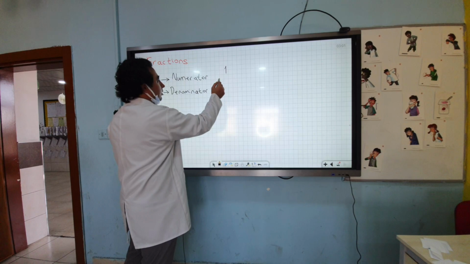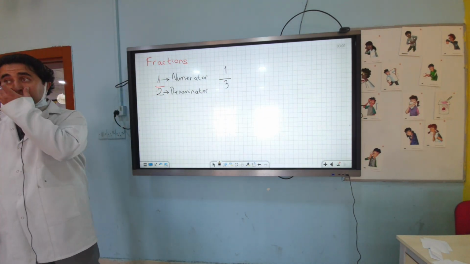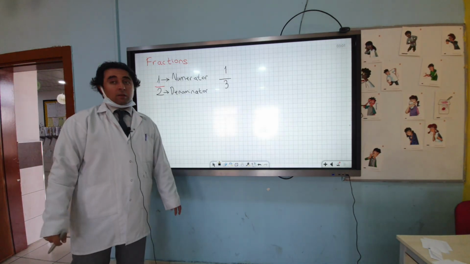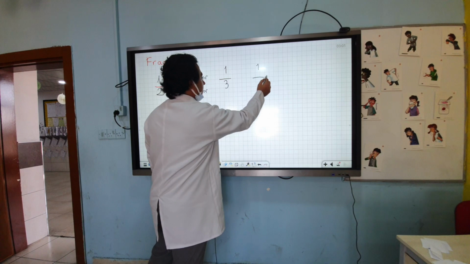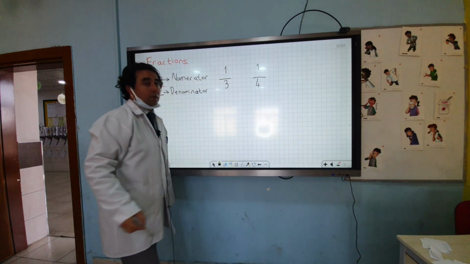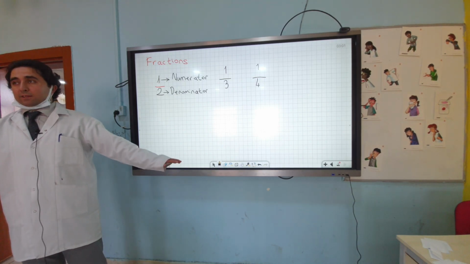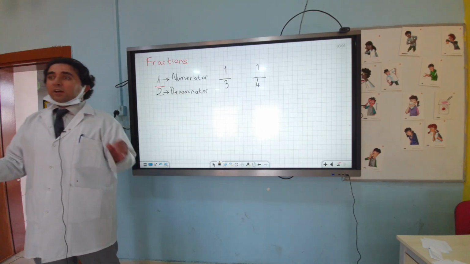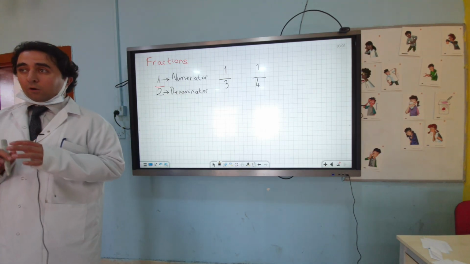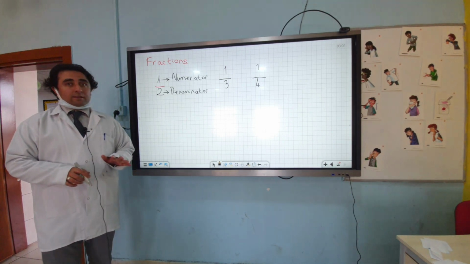This year we have learned 1 over 3. And it was our first discussion. Remember? 1/3 is bigger than 1/4, and then we all got mad. Why? Because 3 is smaller than 4. Remember, fractions are not whole numbers.